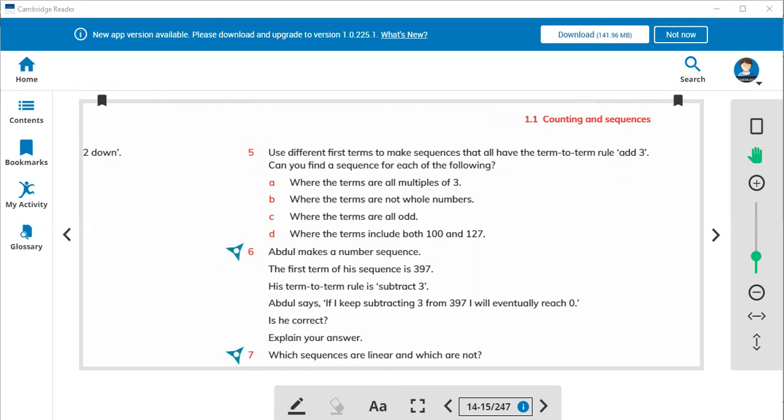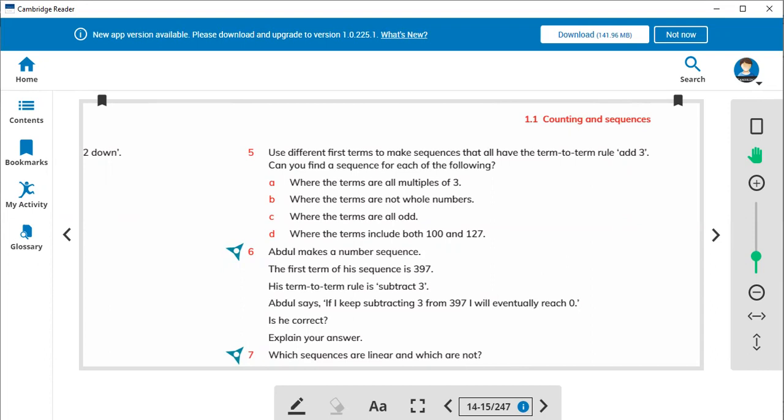Okay. But the second example, he said here, where the term is not a whole number. Not a whole number means it's not short form 0. Okay. So we say 1 and 1 by 2, 4 and 1 by 2, 7 and 1 by 2. So this type of number we will say. Where the terms are all odd, no, it is not possible.